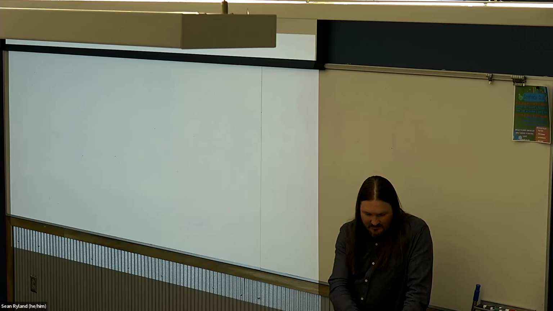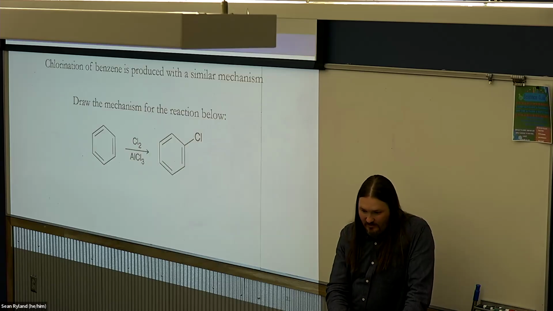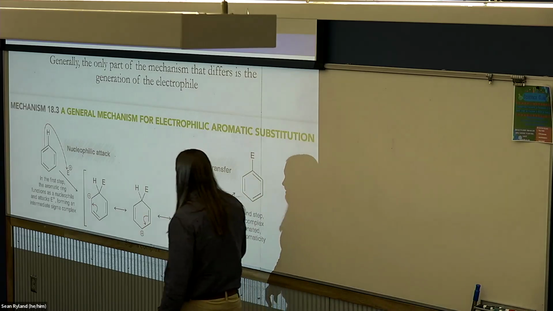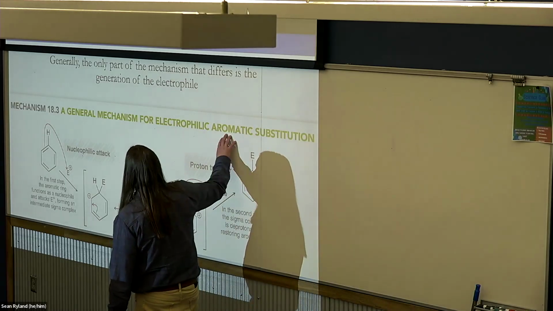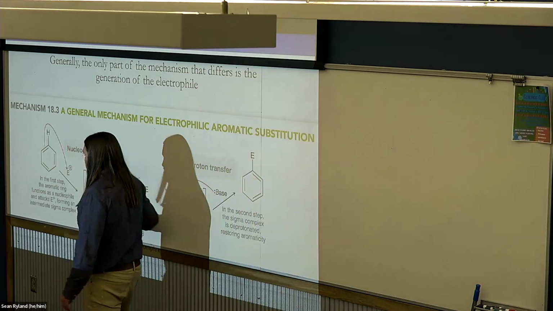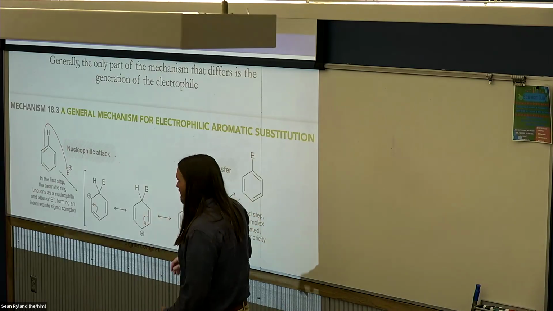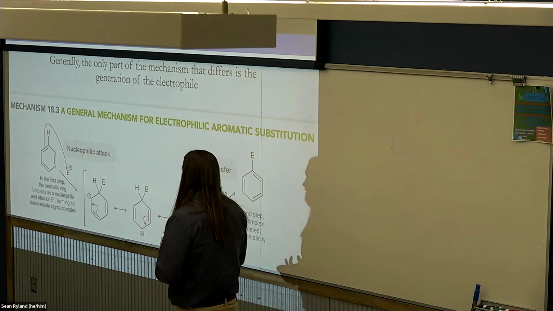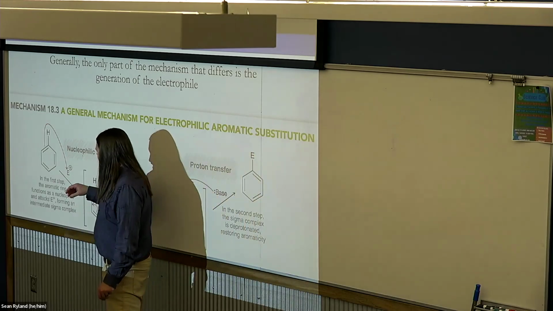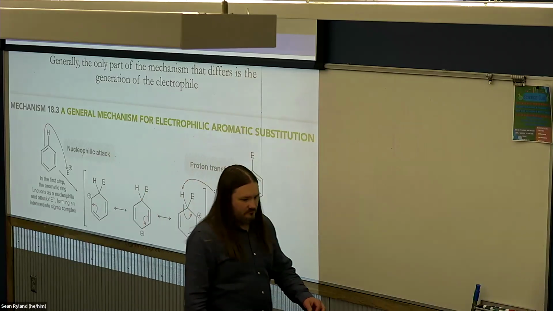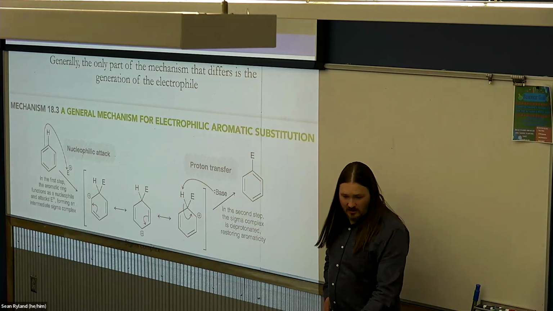Let's go back. Like I said, the rest of this is going to be more of the same. So this is just the cleaned up version, the general form. As soon as we have our electrophile, they always go through the same steps, just like the 2 that we already did. So the only thing different at this point is how do we make the electrophile and what is it?